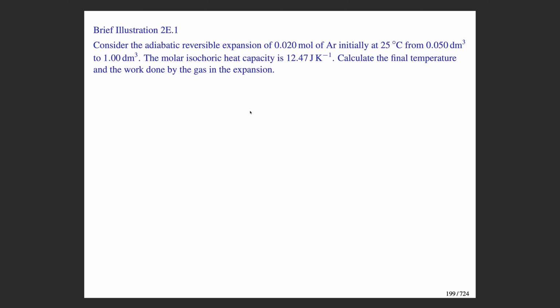I'm getting 1.01. And then what we need to do is just substitute in the values up here. So for the temperature, we'll have 298 Kelvin, final volume of 1 liter over 0.05 liters, all of that to the negative 0.01. Notice it's 1 minus gamma.